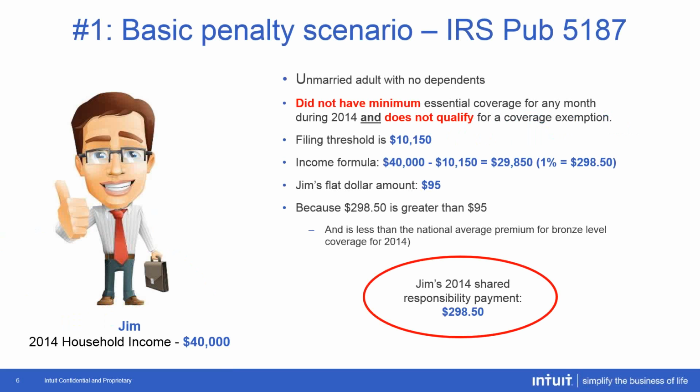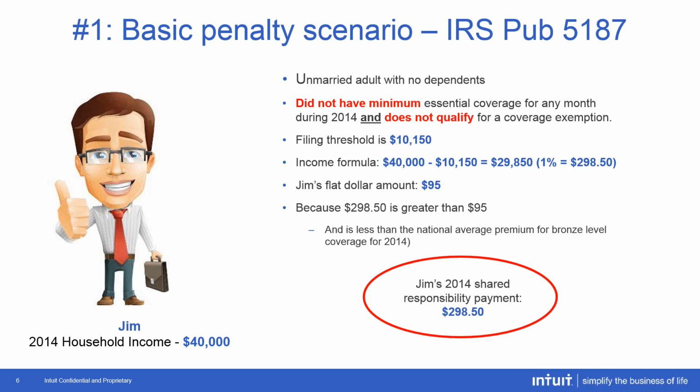Okay, first off, we have use case number 1, a basic penalty scenario, which was taken from IRS publication 5187. Jim, an unmarried adult with no dependents, did not have minimum essential coverage for any month during 2014 and does not qualify for a coverage exemption. For 2014, Jim's household income was $40,000 and his filing threshold is $10,150.